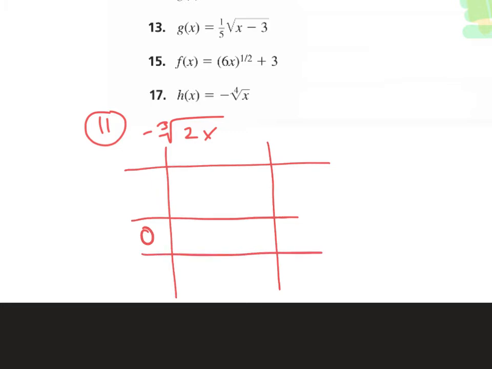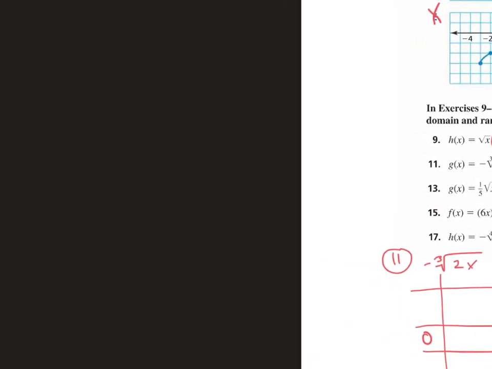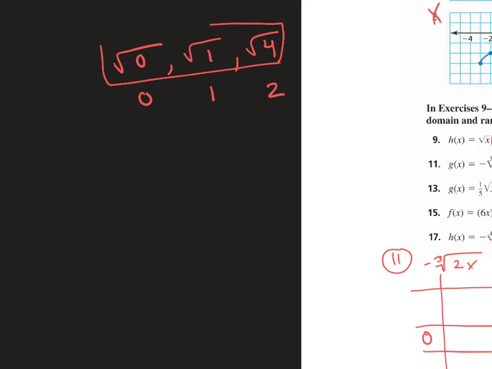Some good things to note when plugging in numbers for just our basic square roots. We like it when we have the square root of 0, the square root of 1, or the square root of 4, because all of these give us some nice whole numbers back. Square root of 0 is 0, square root of 1 is 1, square root of 4 is 2. So these are good numbers to get under the square root when plugging in.